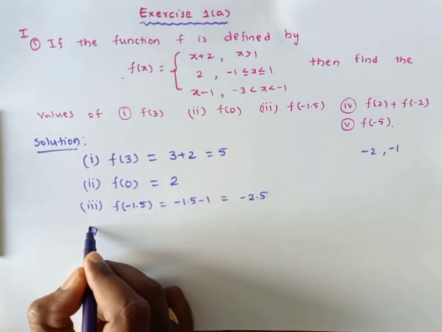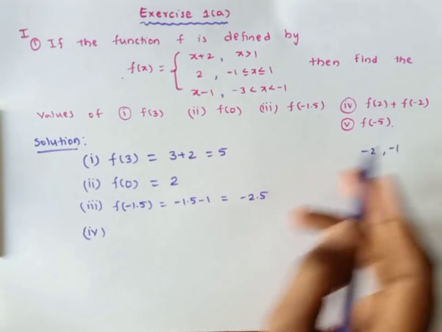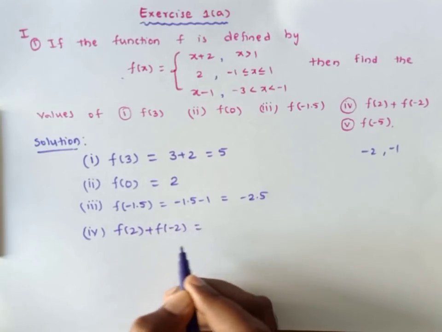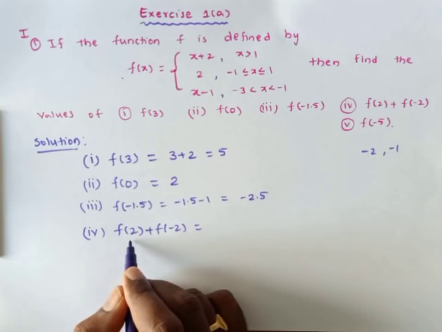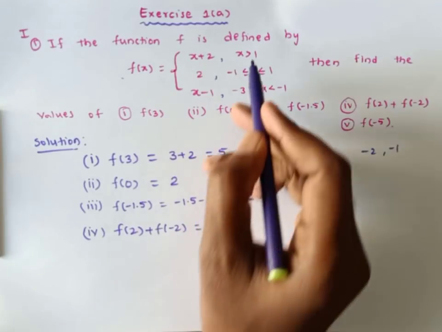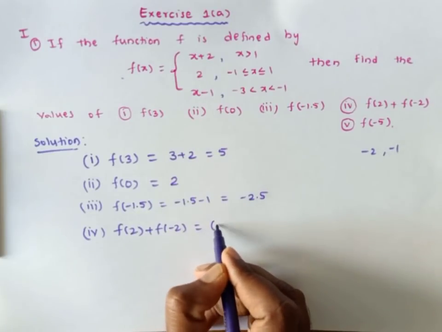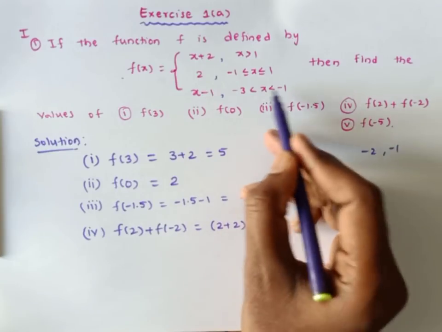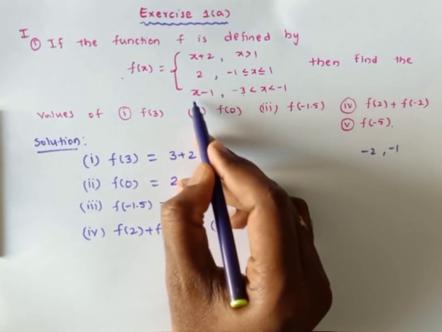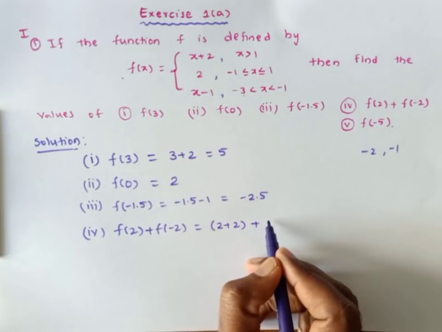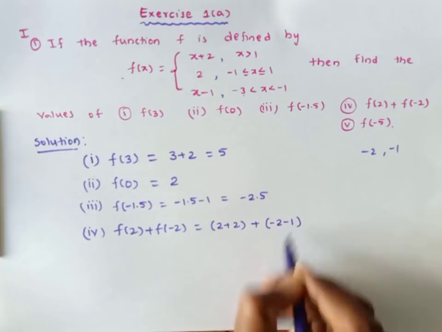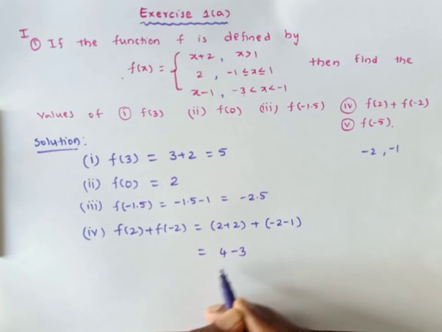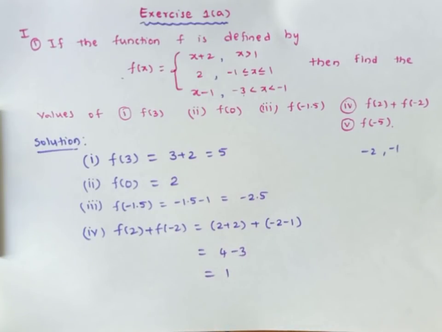Next, number 4. What is our fourth problem? f of 2 plus f of minus 2. There are two function values here. Now f of 2, where does 2 lie? That is more than 1, so for f of 2 it is 2 plus 2. Now f of minus 2 means between minus 3 and minus 1, so we need to use x minus 1, so it is minus 2 minus 1. Now it is 2 plus 2, 4, minus 3. 4 minus 3 is 1.